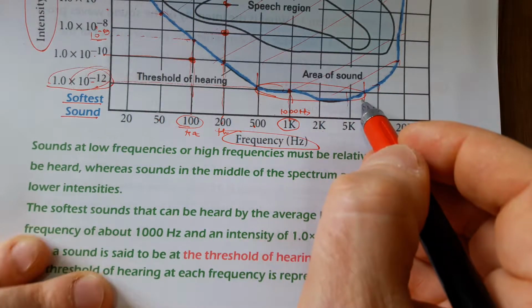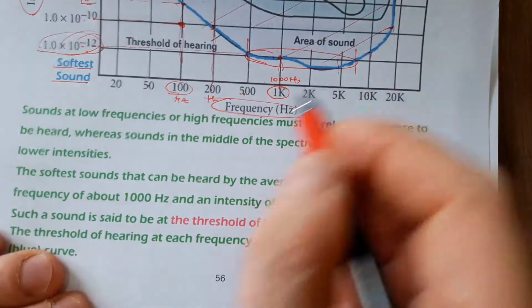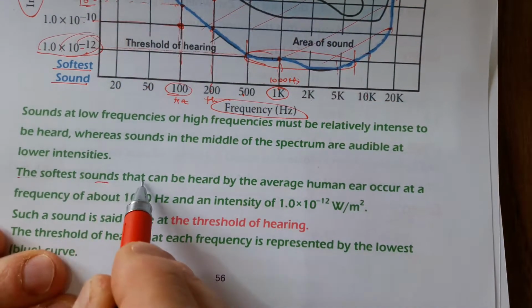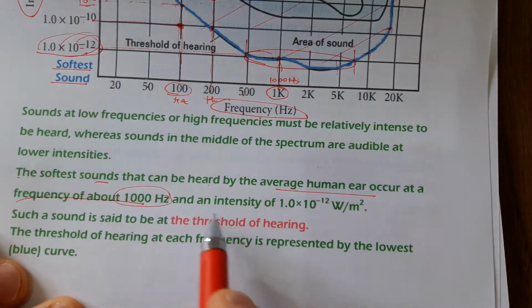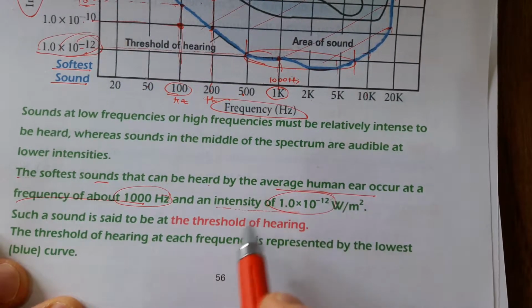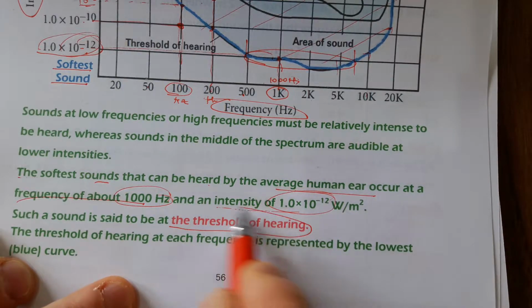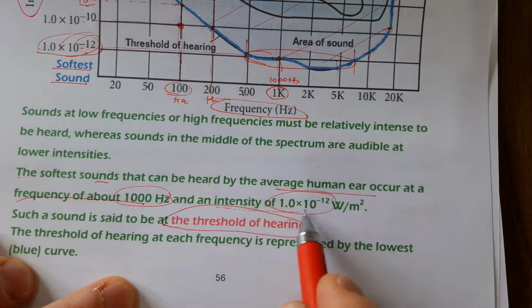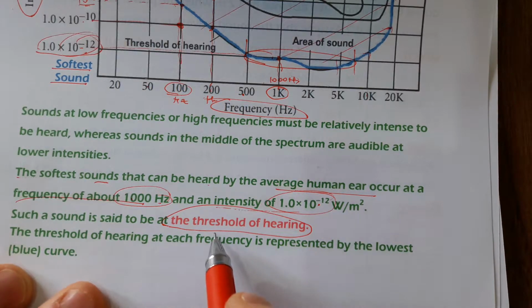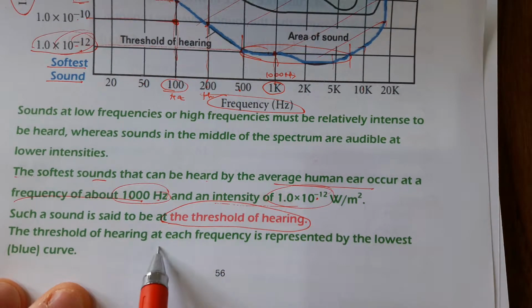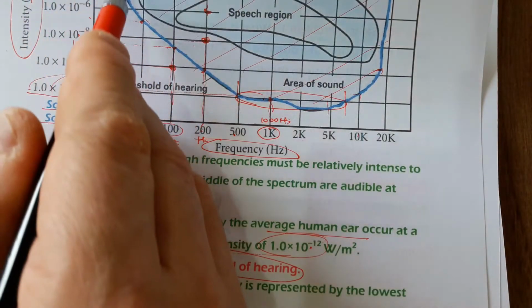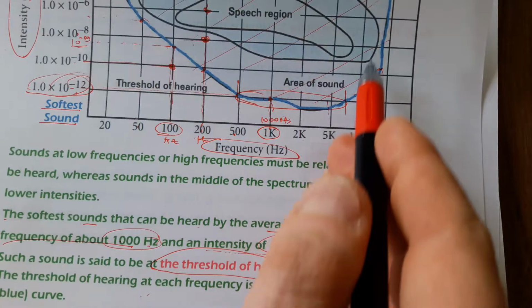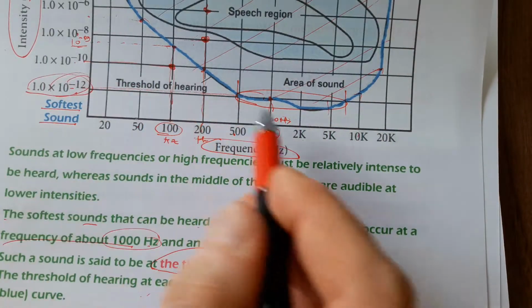For that reason we are going to define the threshold of hearing like this. The softest sounds that can be heard by an average human ear occur at a frequency of 1000 hertz and at an intensity of 10 to the power minus 12. From now on, if I ask what is the threshold of hearing at 1000 hertz, it is 10 to the power minus 12 watt per meter square. So the threshold of hearing at each frequency is represented by the lowest blue curve. This curve represents the threshold of hearing, which is the minimum intensity to make a sound audible.